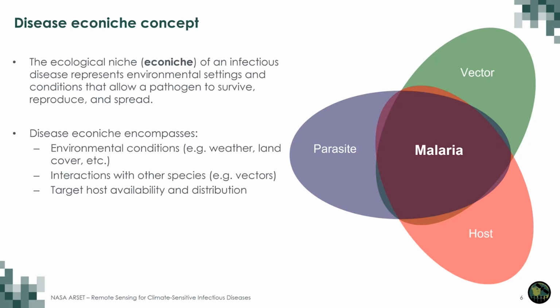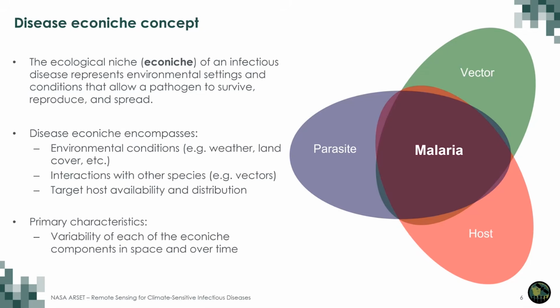And then, of course, it is the host. It's the target host availability and distribution. And for us, it's mostly people. So what generally characterizes disease eco-niche is that every component of this eco-niche has its own variability in space and time, and they vary at different scales in different ways, and it really creates conditions and interactions that are so complex that every time we go after any specific disease, we need to reconceptualize how these components are going to come together.